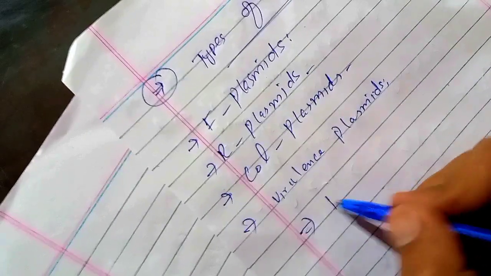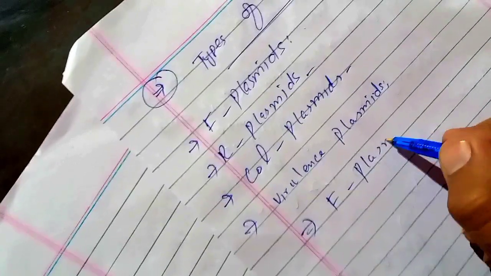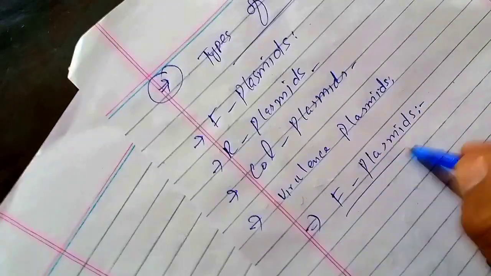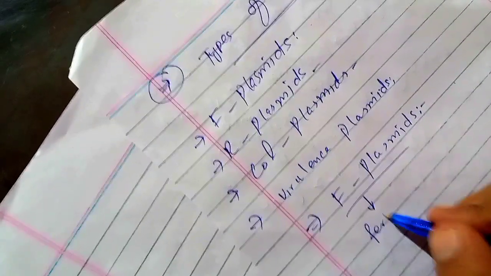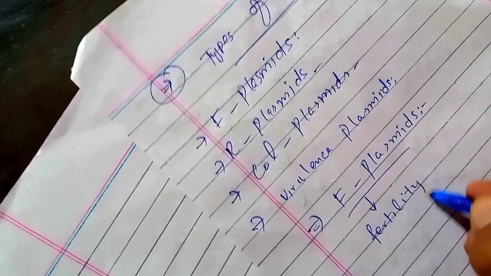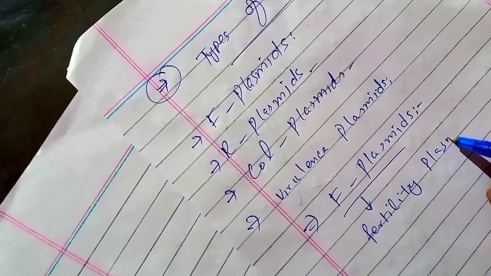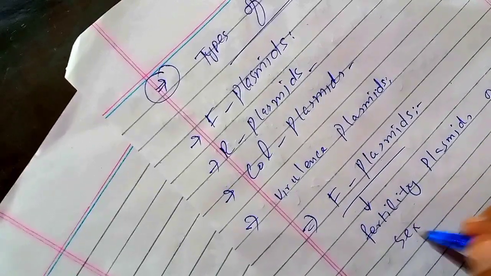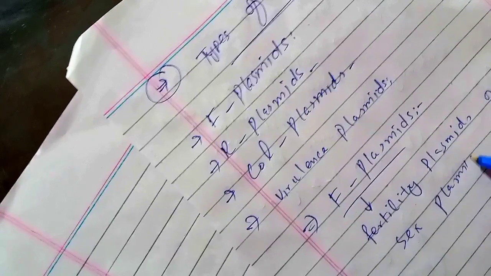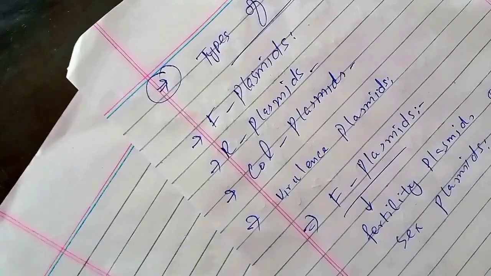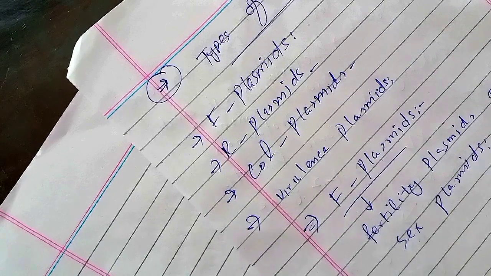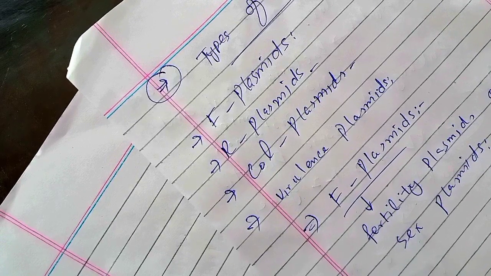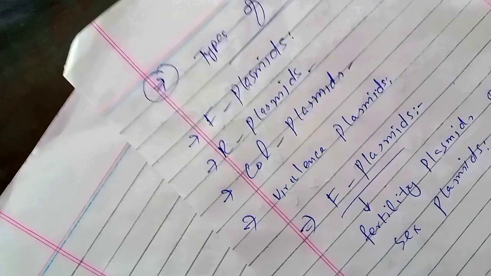First of all, I will discuss F plasmids. F plasmids are also known as fertility plasmids or sex plasmids. It is a type of plasmid that has the ability to transfer the chromosomal gene from one cell to another, from donor to recipient.